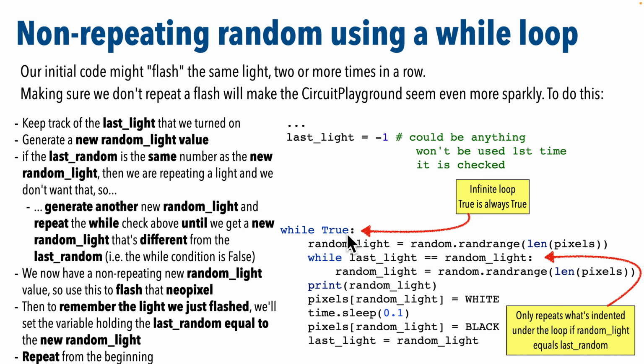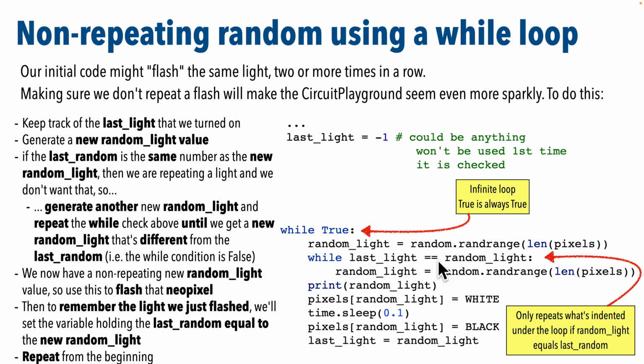But then we have another while loop, and this is not an infinite loop. It will repeat the lines indented below, and in this case it's only one line, as long as this condition is true, while last light is equal to random light. That's the value we just generated above. Double equal sign means equal to or is the same as. So with that double equal sign, this is going to be either true or false.